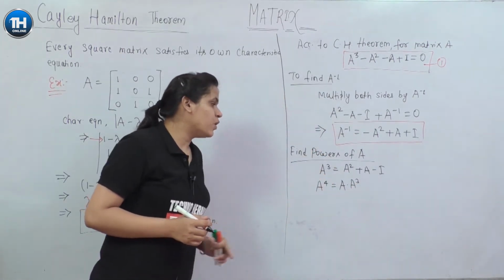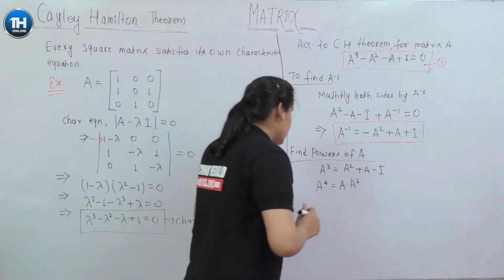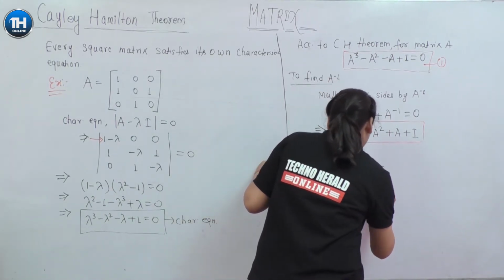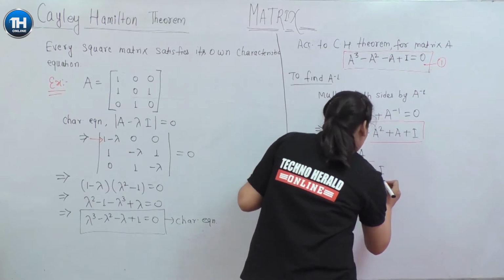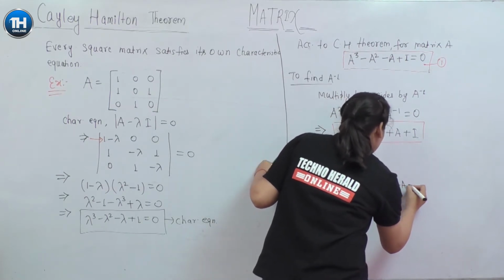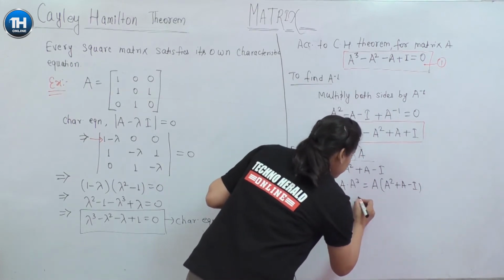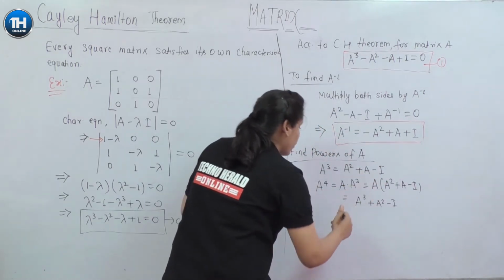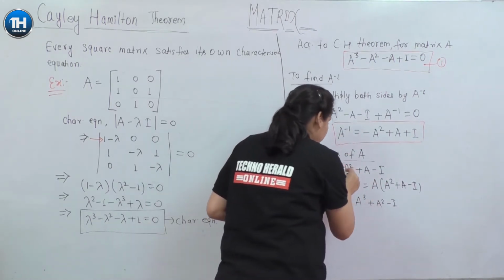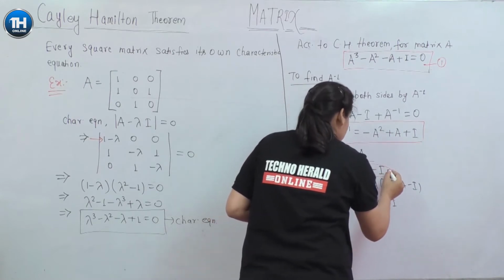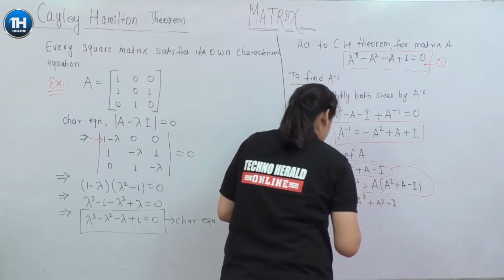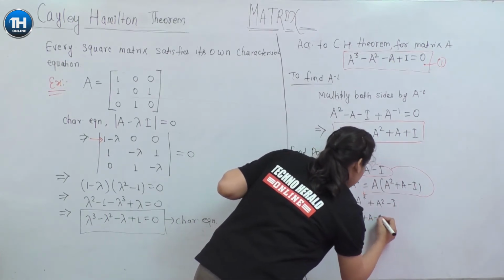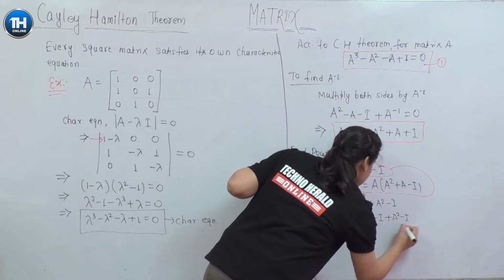On both sides, what do you have to do? Multiply by A. So this will give you A into A cube. So A into, what is A cube? A cube is A square plus A minus I. So this is again A cube plus A square minus I. Put the value of A cube from here. So this will be A square plus A minus I plus A square minus I.